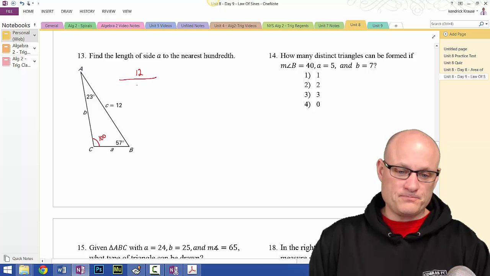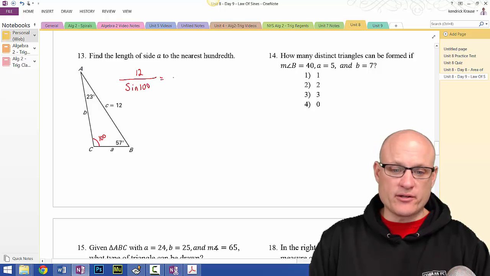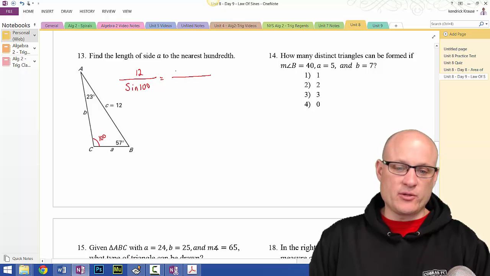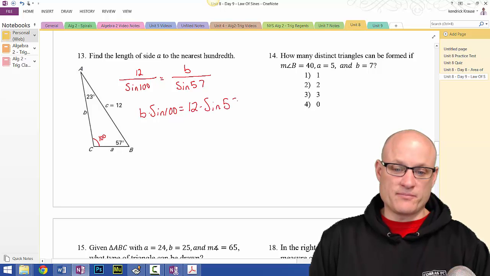12 over the sine of 100. And I got that 100 because the 3 angles of a triangle add up to 180 degrees. That is equal to B over the sine of 57. And then if I cross multiply, I get B times the sine of 100 equals 12 times the sine of 57. Divide by the sine of 100, divide by the sine of 100.